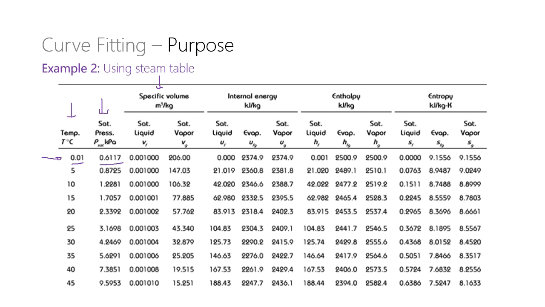0.6117. Similarly, the temperature of 10 degrees centigrade corresponds to a saturated pressure of 1.2281 kilopascals, and so on. Now let's say that I want the same data. Let's say I want a saturation pressure at, maybe 70, somewhere between this.